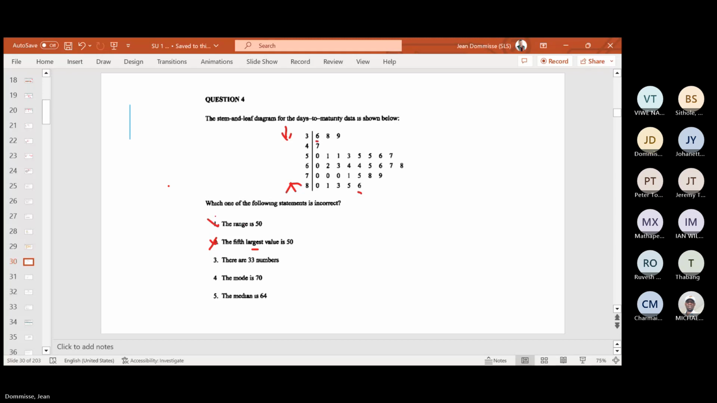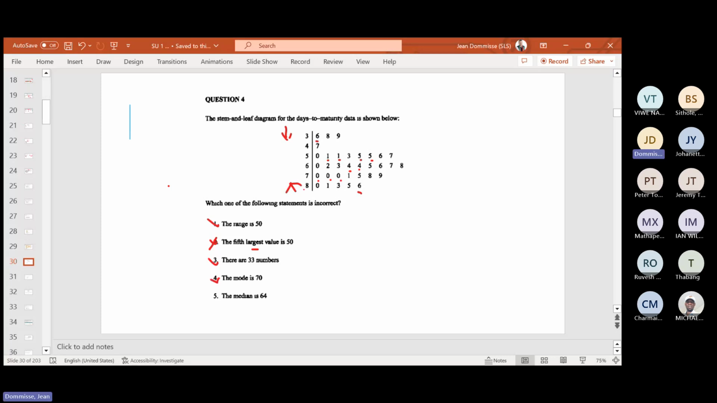Okay, then 33 numbers. Yes, that will be correct. You can count it. Then the mode. Mode, the number that happens the most. So if you look at, that's all single numbers. So there's a 51 that happens twice. There's a 55 that happens twice. There's a 64 that happens twice. And then there's a 70 that happens 3 times. So 70 is the mode.